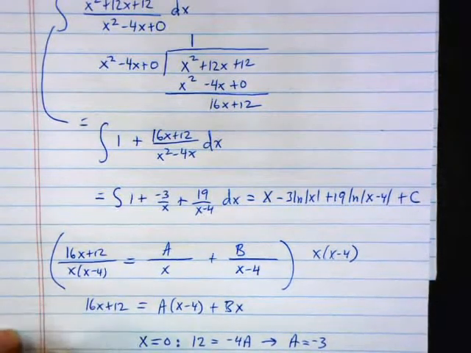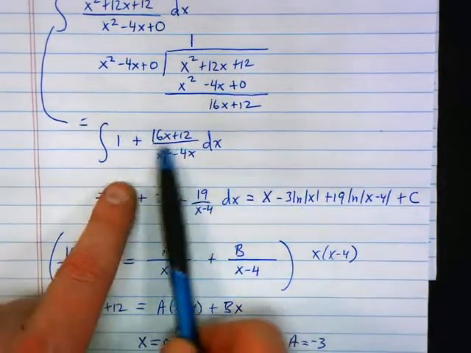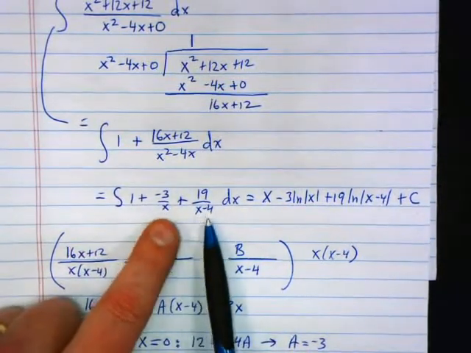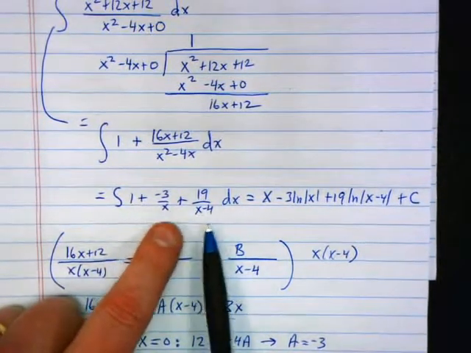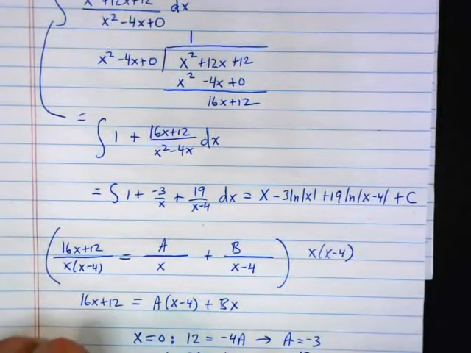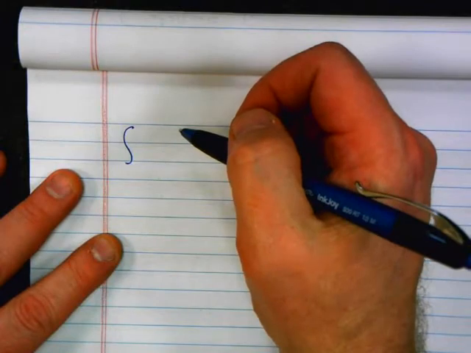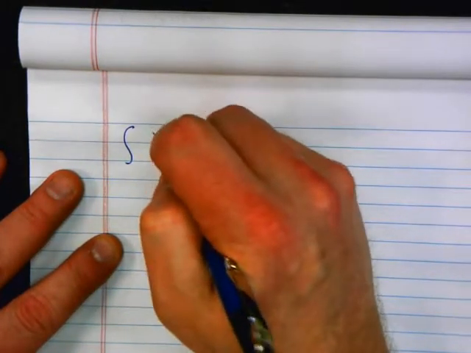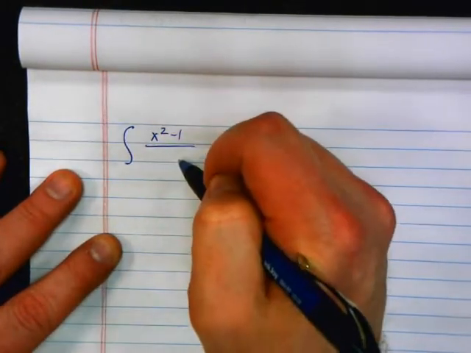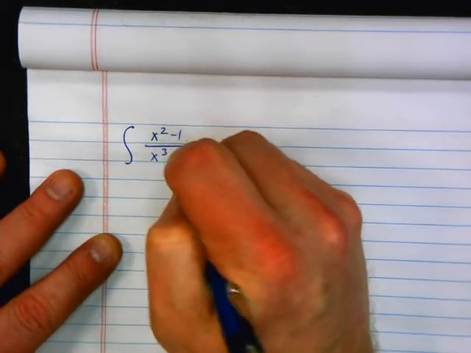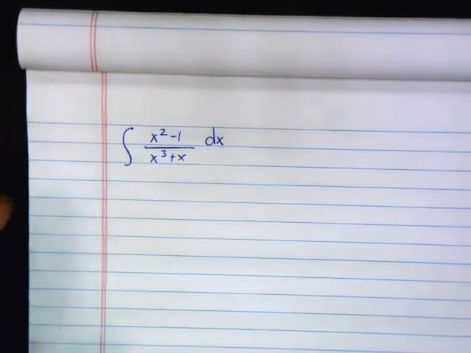All right. But notice this one eventually factored. When it factored, we still had just two distinct linear terms. So we really haven't done anything new yet. So now let's try one where that doesn't happen. How about the integral of x squared minus 1 over x cubed plus x dx.